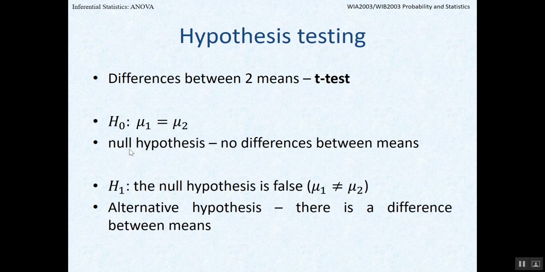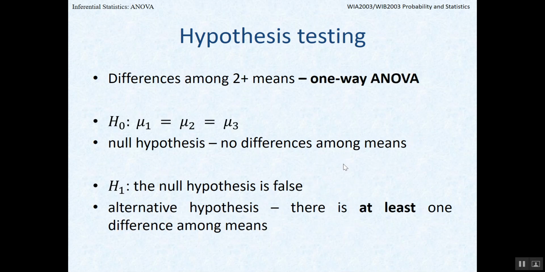There's no difference in the mean, okay? The mu1 equals mu2. So the null hypothesis is false if mu1 not equals mu2, right? This is a two-tailed test. So the alternative hypothesis is that there is a difference between the means, okay? So this is for the typical t-test.